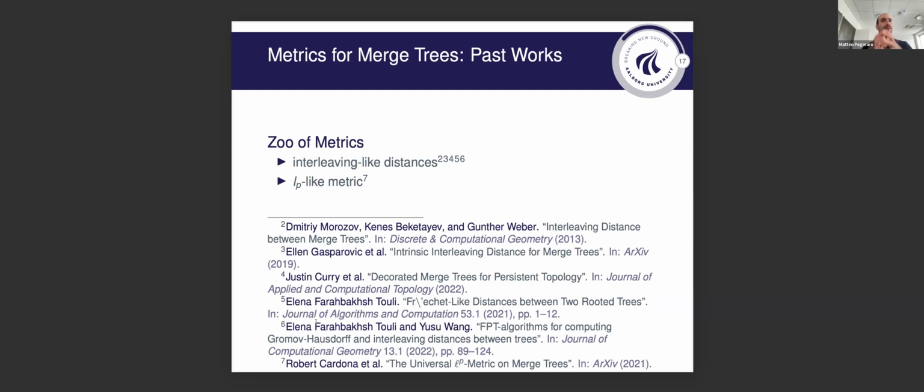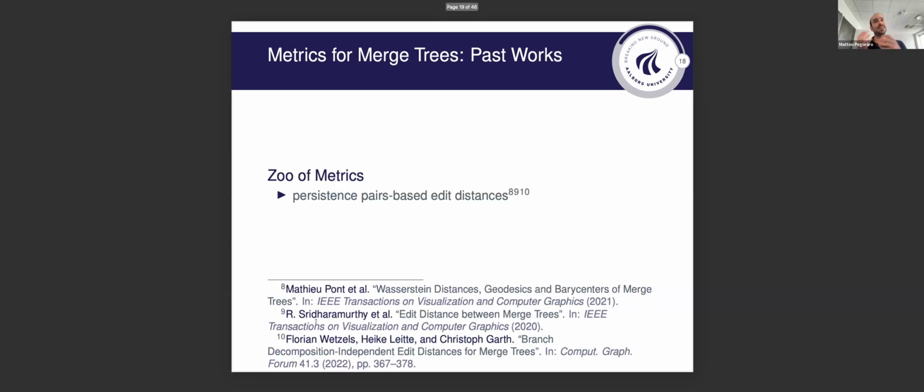A first family, that you see on this slide, is a family of metrics with very good theoretical properties, in particular, very strong stability properties, but they're very hard to compute. There are just very few exact algorithms around, and to my knowledge, they've never been implemented for real applications because they're too complex. On the other side of the spectrum, we have some edit distances based on persistence pairs.